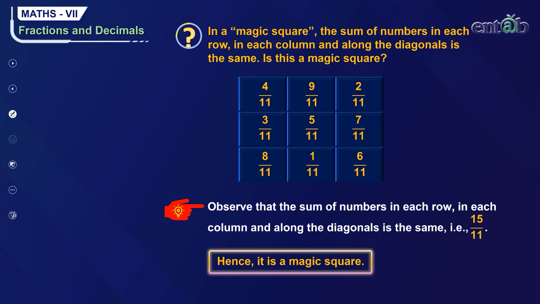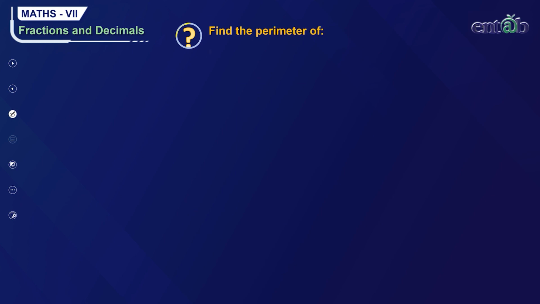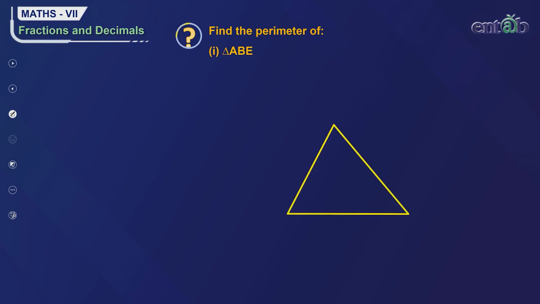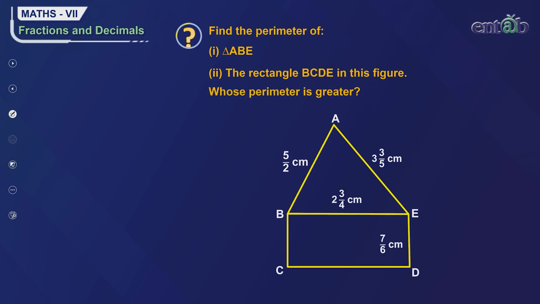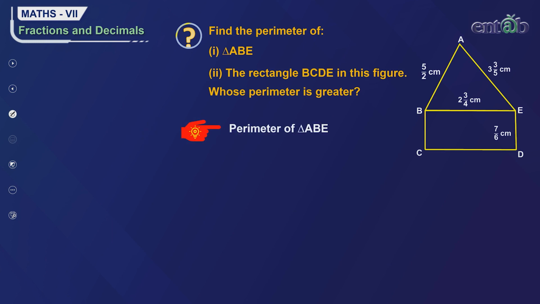I hope this was clear to you. Let us look at the next problem. Find the perimeter of triangle ABE and the rectangle BCDE in this figure. And we need to compare whose perimeter is greater.